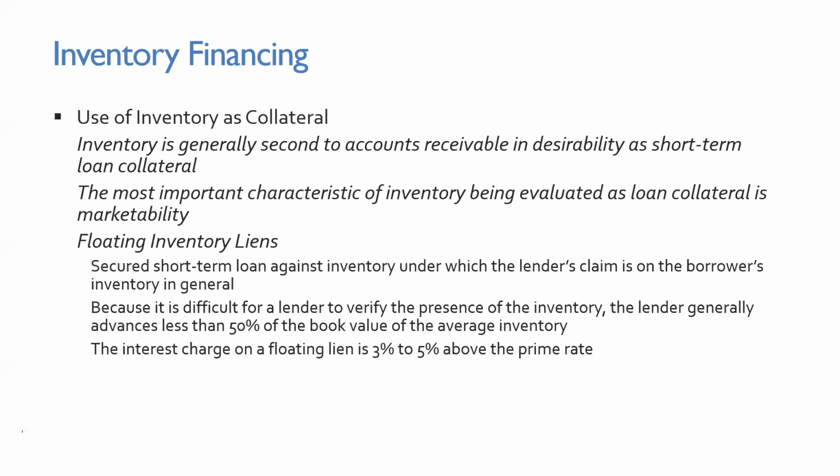Usually, there's floating inventory liens. So it's a secured short-term loan against inventory under which the lender's claim is on the borrower's inventory in general. Because it's difficult for a lender to verify the presence of inventory, the lender generally advances less than 50% of the book value of inventory. Okay? And the interest on that is 3 to 5% above the prime rate.